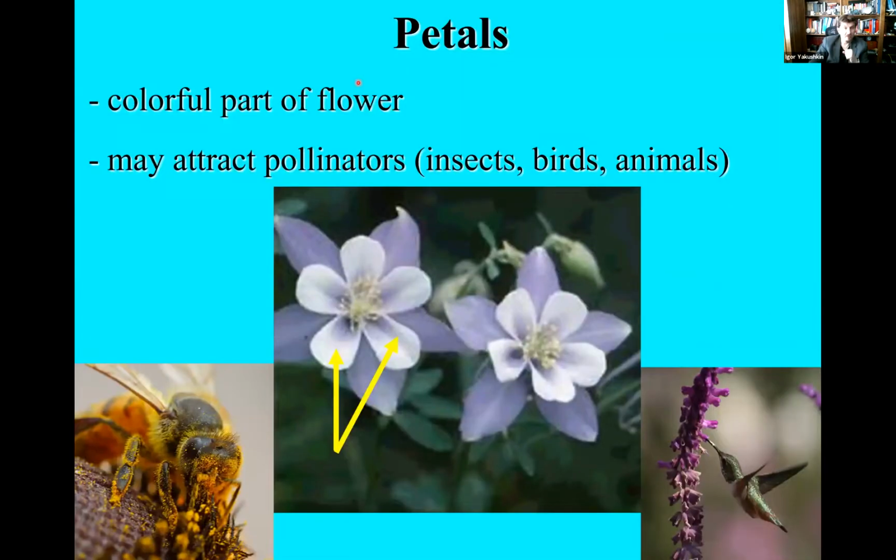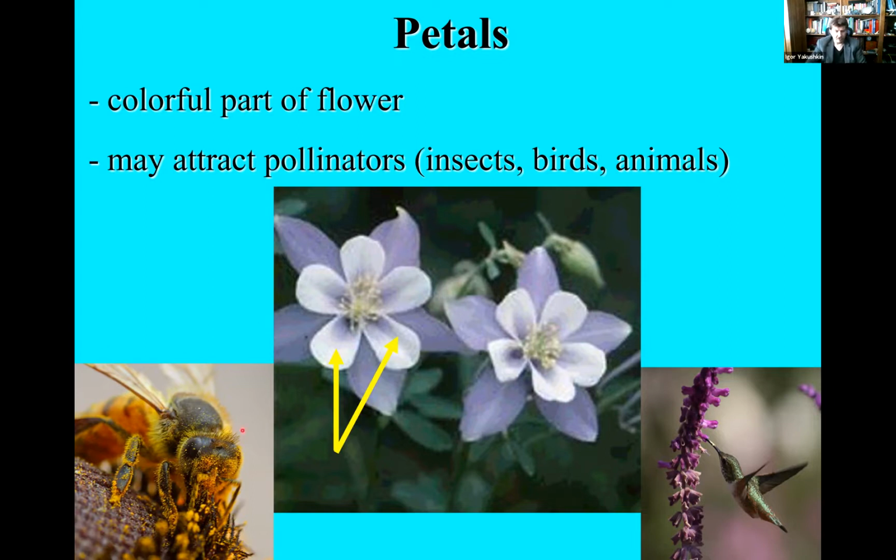Petals are colorful in many cases, especially to attract the pollinators. Many of the plants, however, still use just the wind. And if it's a wind-pollinated plant, it usually does not have very showy, colorful petals. But petals are generally there to attract pollinators of any kind. It could be insects, or it could be birds, or could be bats, for example.